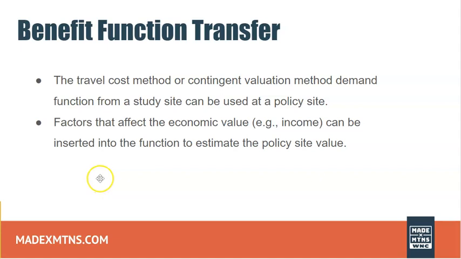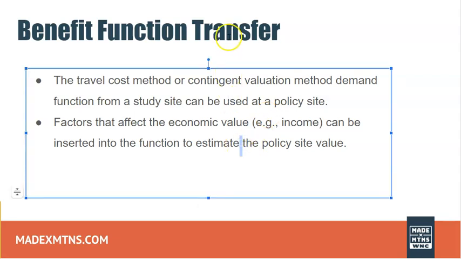You might have a travel cost method or contingent valuation method demand function from a study site. And let's say income is different between the study site and the policy site. You could plug income values into the demand function from the study site to adjust the economic value estimate for the policy site with the local income levels. And where those two areas are different, benefit function transfer might be more accurate.